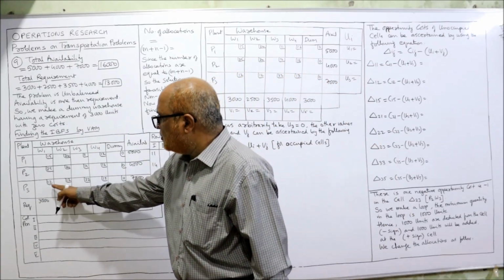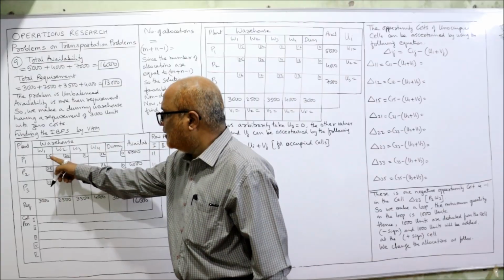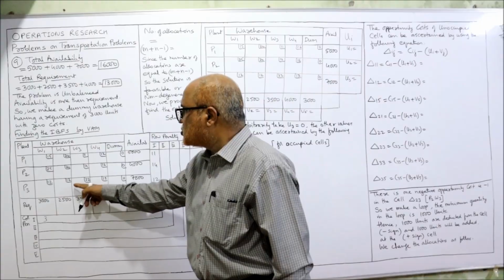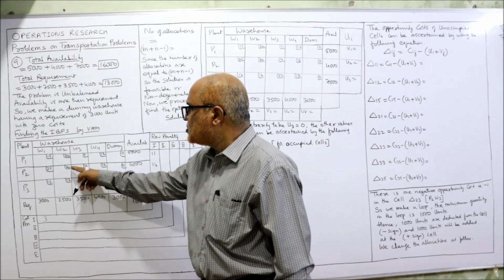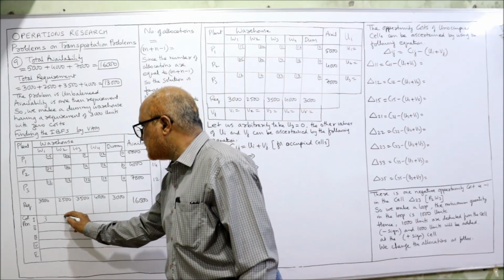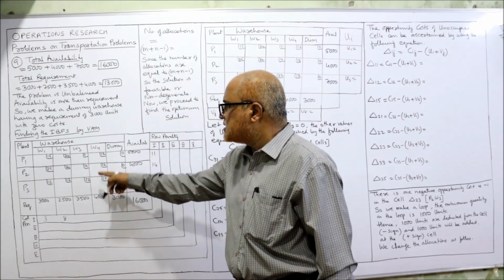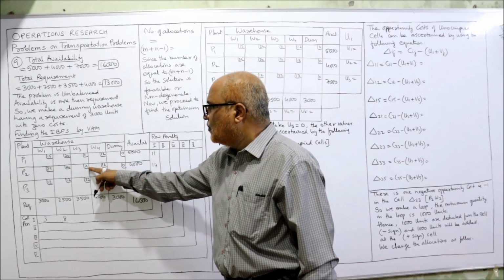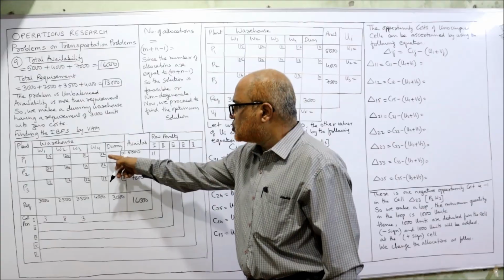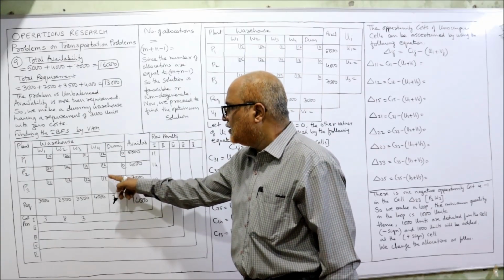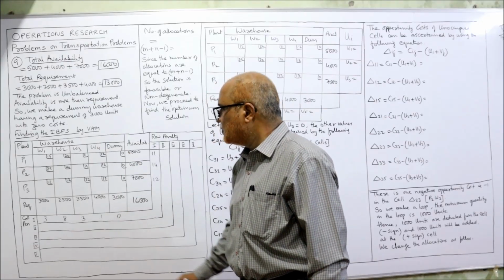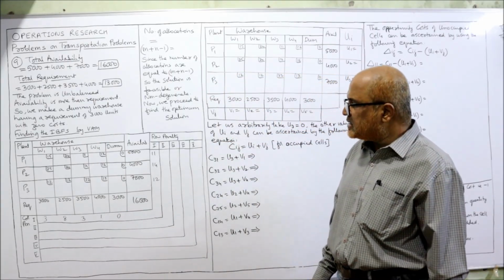The minimum in the column is 12, the next minimum is 15. 15 minus 12 is 3. Minimum is 12, the next minimum is 20. 20 minus 12 is 8. Here the minimum is 11, the next minimum is 14. 14 minus 11 is 3. Here the minimum is 12, the next minimum is 13. So 13 minus 12 is 1. Here it is 0. That's all.